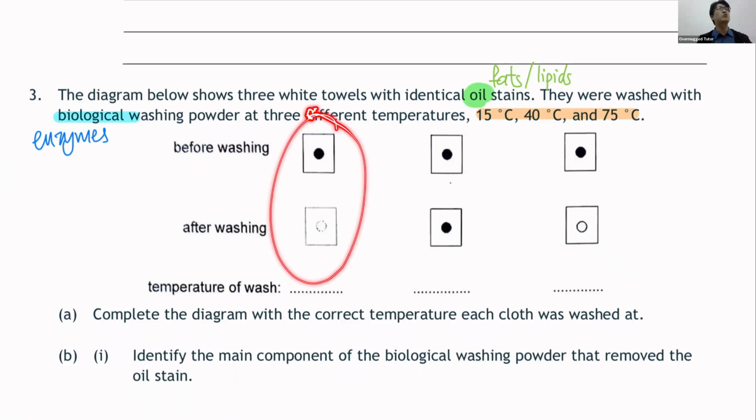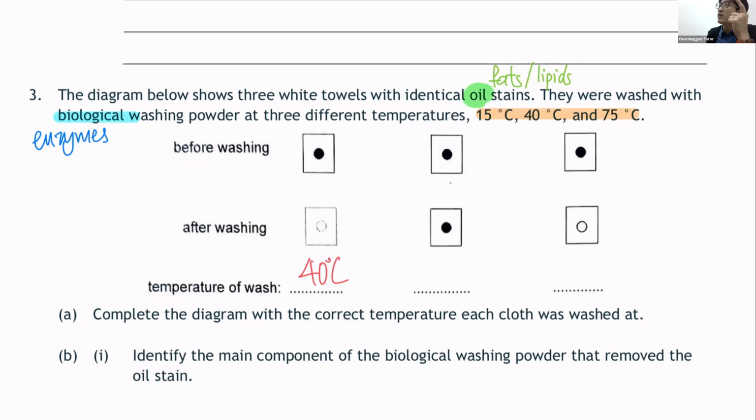Why do we choose 40? It's closest to what? To body temperature. Very good. So when we think about biological, we think about enzymes. If the question doesn't state it, go to body temperature. So therefore, this one will be our cleanest at 40 degrees Celsius. The middle one, no change at all. The last one, a little bit of change.